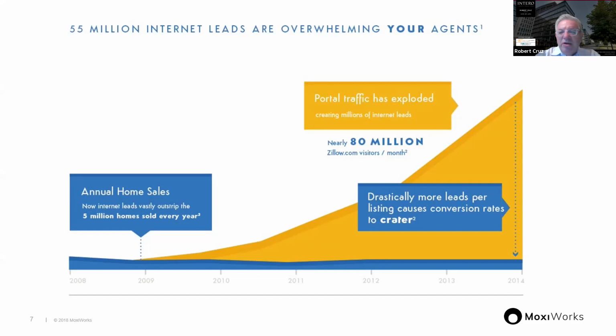And to make that a little more dramatic and clear for you as an agent, and I always say, don't worry about the big companies, and here's why. Down at the very bottom, you see annual home sales, and it doesn't change very much. It just plugs along, at a very consistent level since 2008. New internet leads vastly dwarf and outstrip the 5 million homes sold every year. Portal traffic, I think this is through 2014, it's much larger now, nearly 80 million visitors per month at Zillow.com. 80 million visitors. Only about 5 million homes will be sold.